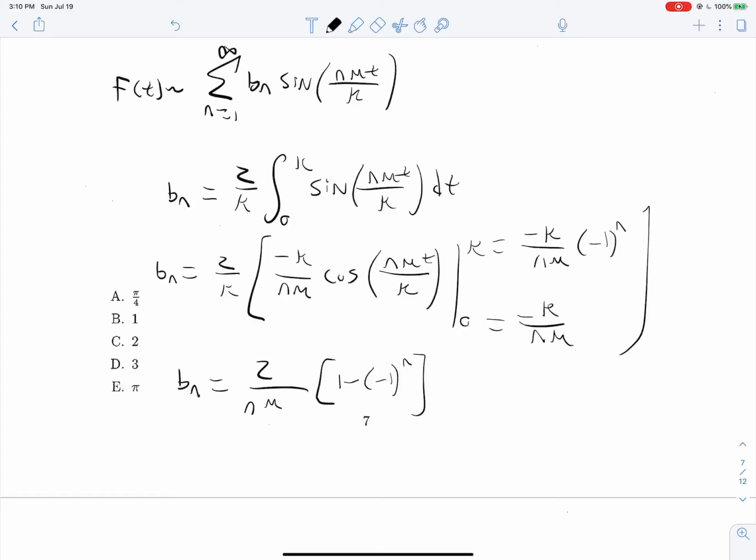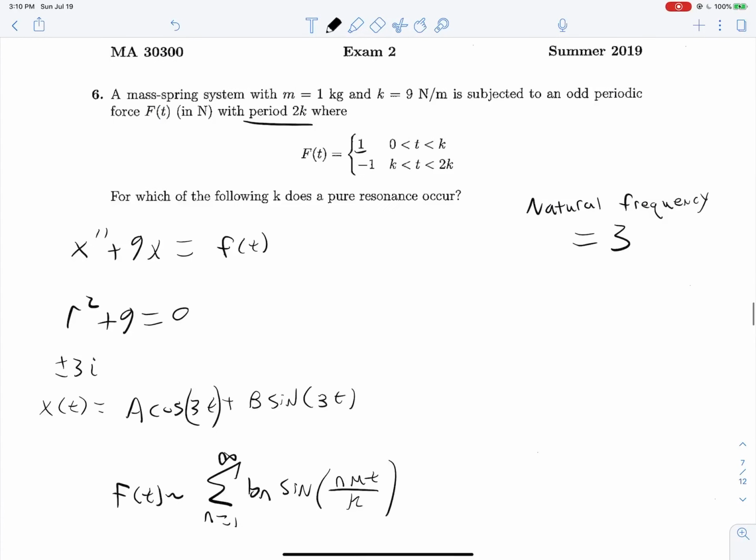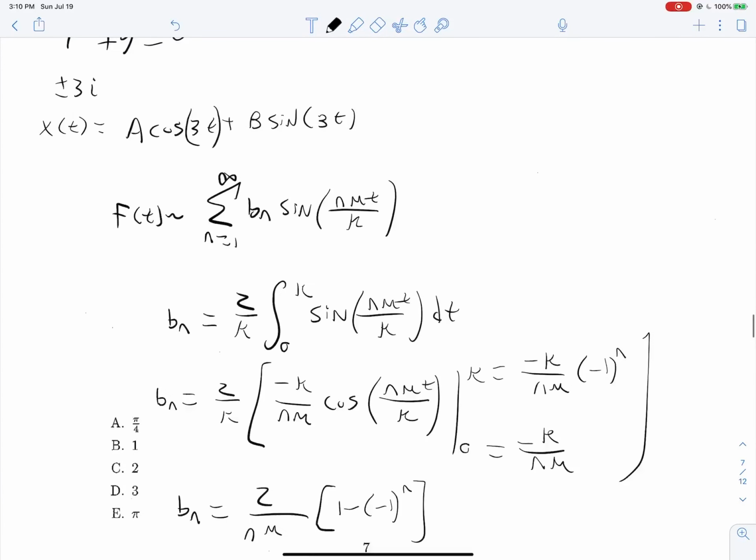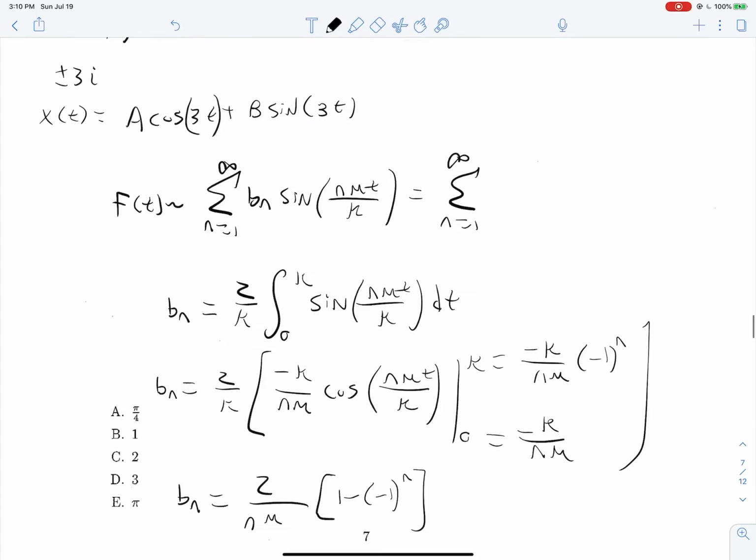And we know that this will be 0 for all even integer n's, and it will be non-zero for all odd integer n's, and that will come in handy in just a second. So since we now have bn, we can say that f of t is approximated by the sum from n equals 1 to infinity of 2 over n pi times 1 minus negative 1 to the nth power, sine n pi t over k.